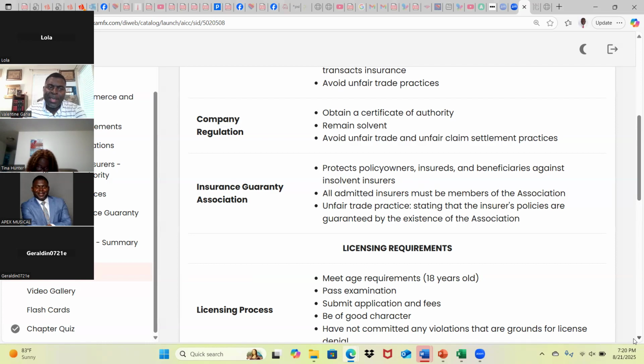Companies that want to operate in a state obtain what we call a certificate of authority. You need a certificate of authority. And if you have a certificate of authority, then you're an authorized insurer. Sometimes they'll try to have you get confused between a certificate of authority and a certificate of insurance. Don't buy it.